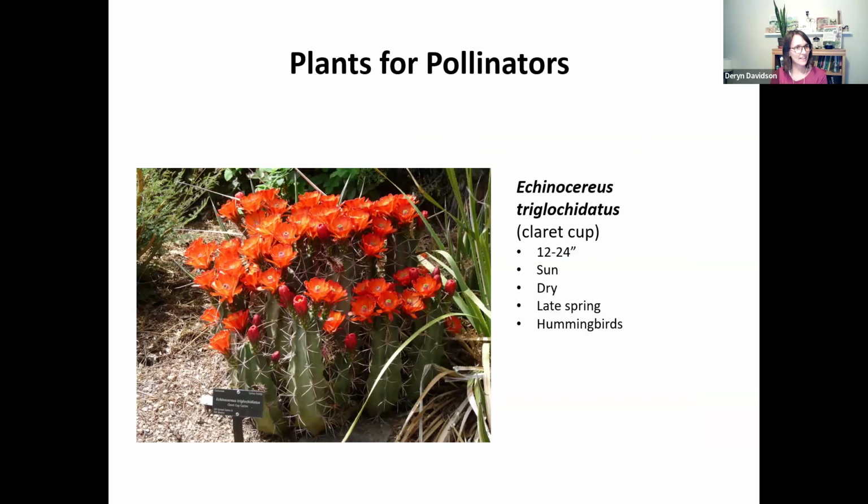We have cacti that are fun to grow. So claret cup is a beautiful cactus. It gets covered in those bright red, crimson flowers in late spring, early summer. Again, super dry, and hummingbirds. You're going to see hummingbirds and bees just absolutely devouring the pollen and nectar in claret cup.